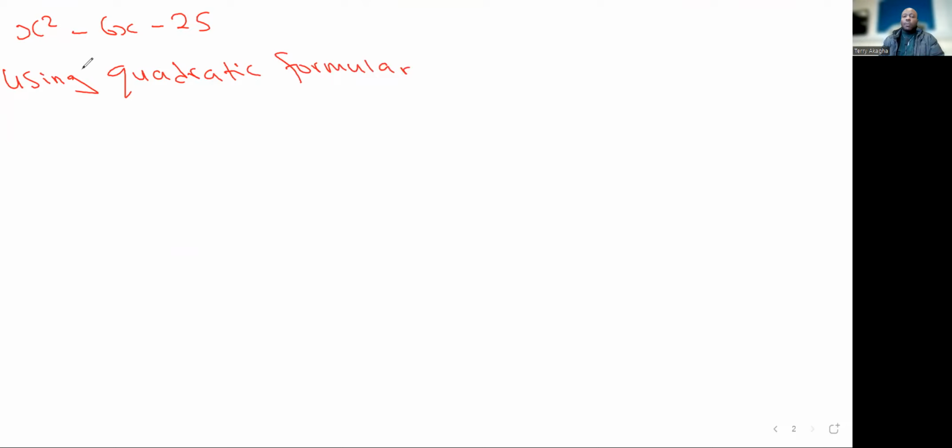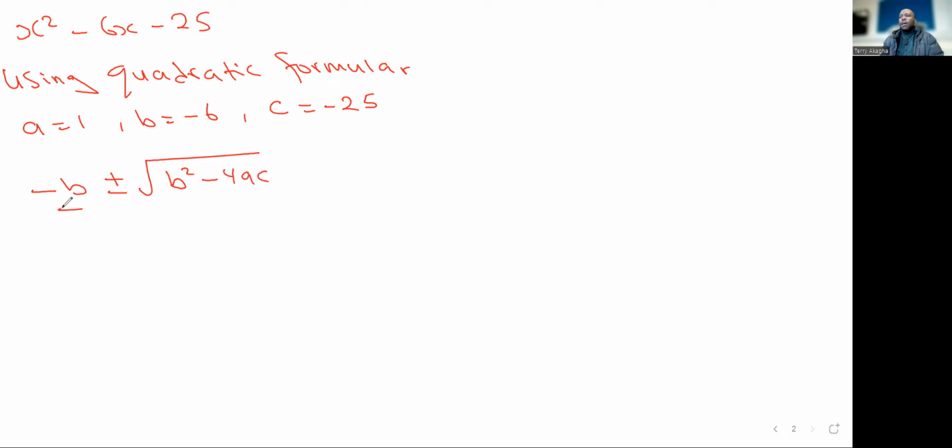So if I'm using the quadratic formula, that means the a here is equal to what? 1. The b here is going to be minus 6. And the c here is going to be minus what? 25. And the formula is minus b plus or minus the square root of b squared minus 4ac, divided by 2a. So basically you substitute this. So you're going to have minus minus 6, plus or minus the square root of minus 6.